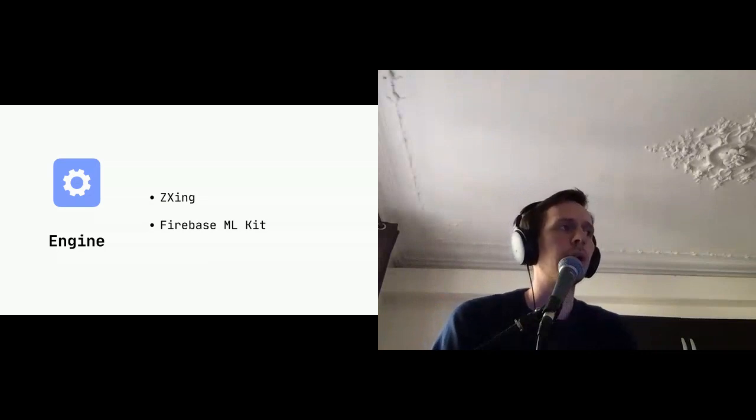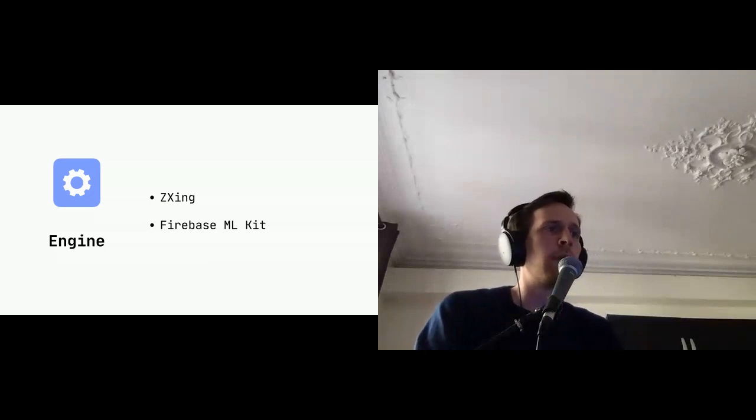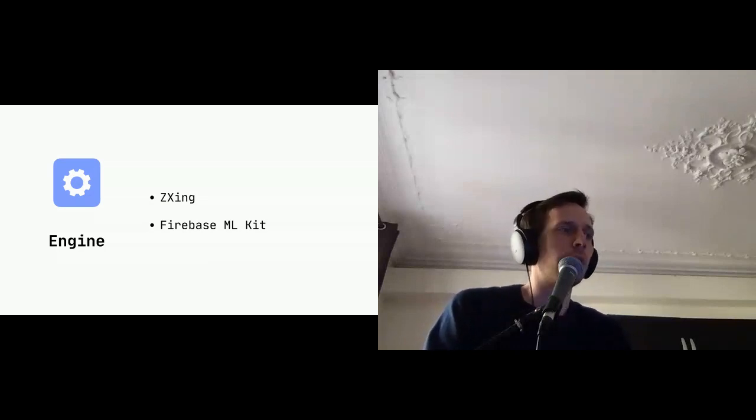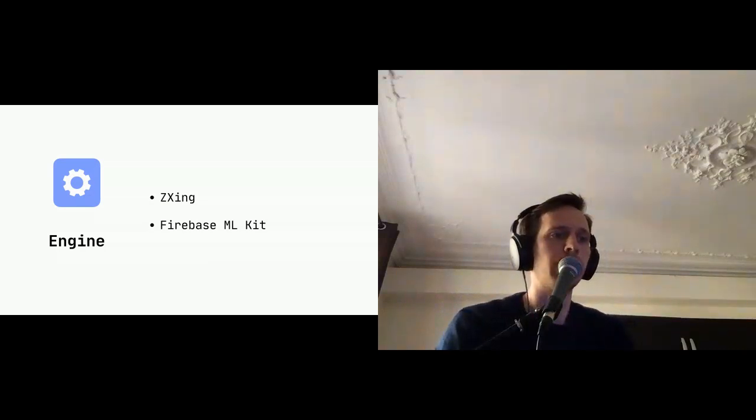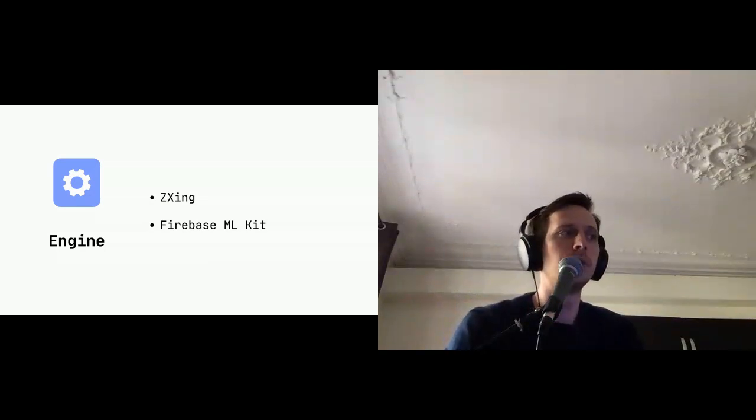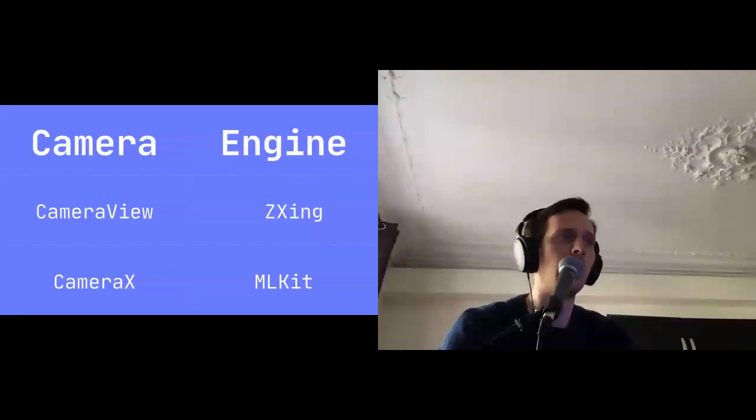So if we look at camera and frame processor, we can use the same libraries, but we can have whatever engine we want. Basically, I'm doing a pair of camera engine and camera view, CameraX, and ZXing or ML Kit. And we will see the two solutions we can use to implement a barcode detection in our app.